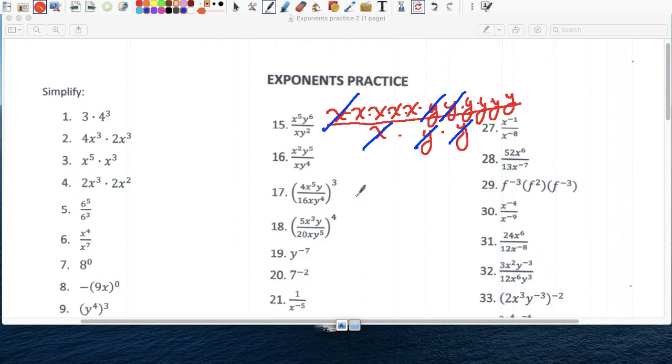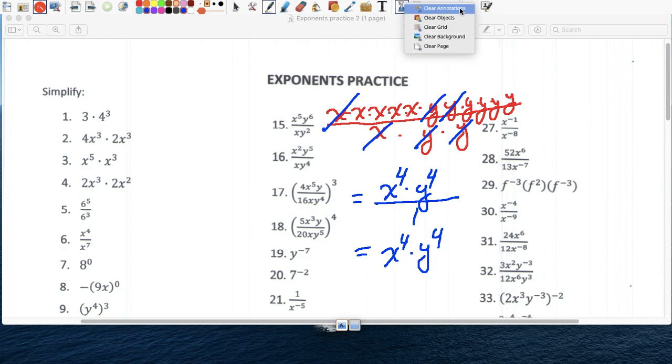So now you have to rewrite, clean it up. What do I have? Do I have anything left over at the bottom? Well, they're all gone, so the only thing I have left over at the bottom is just a 1. On the top, I have 4 x's, which I'd rather write as x to the 4th. And how many y's? Also 4 y's, which I'd rather write as y to the 4th. But because the denominator is 1, we don't need it, and my final answer looks like this.